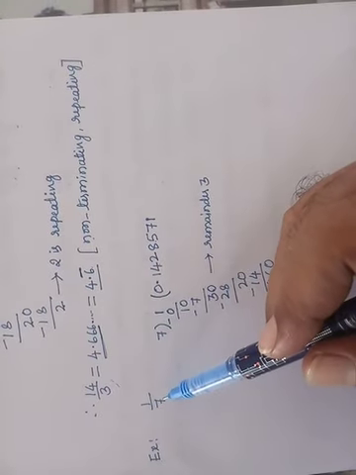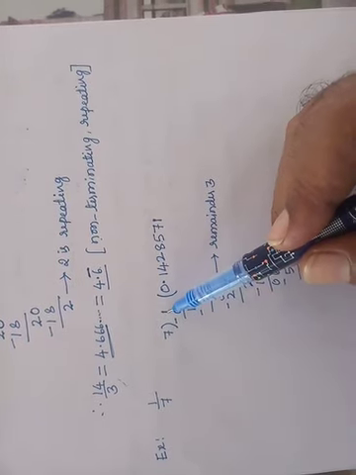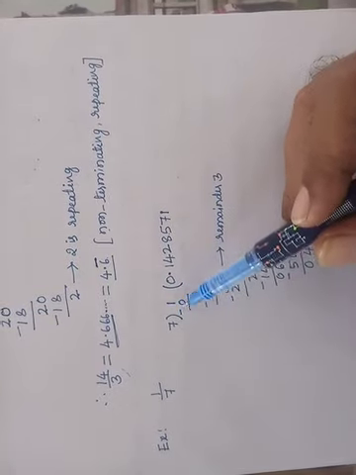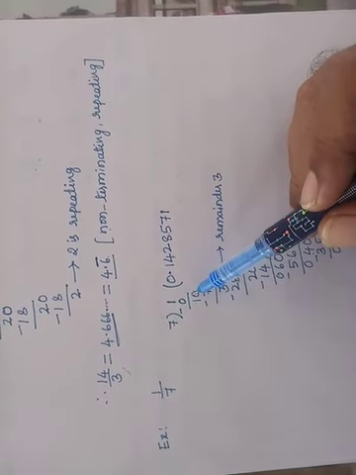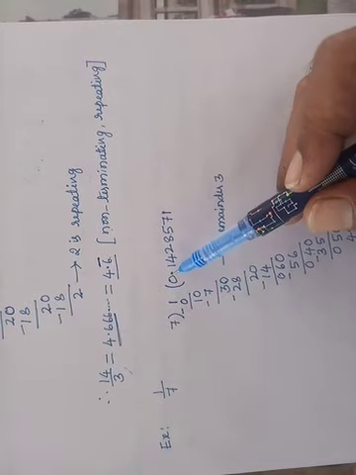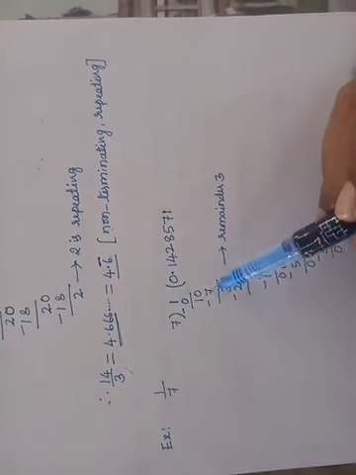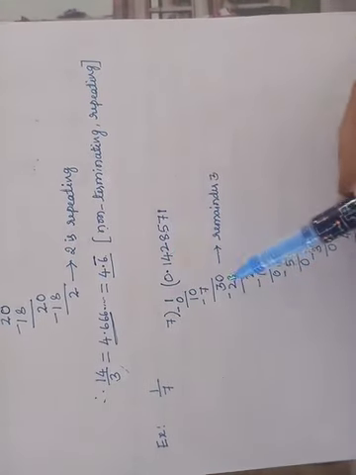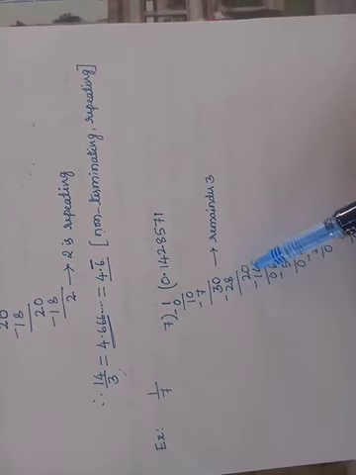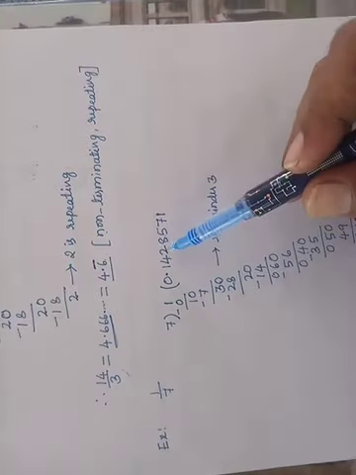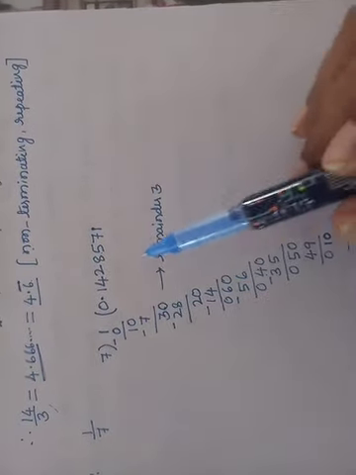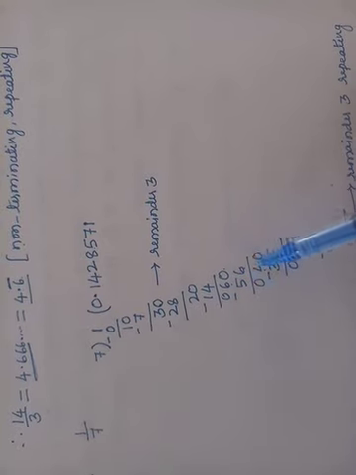Next, one more example. 1 by 7. By the long division method, we have 1 divided by 7. 1 is less than 7. So 0, 1 as it is. Take 1 0. You have to write 0 point here. It gives us 10. 7 ones are 7. 10 minus 7 is 3. Write 0. It gives us 30. 7 fours are 28. 30 minus 28 is 2. Write 0. 20. 7 twos are 14. 20 minus 14 is 6. Write 0. 7 eights are 56. 60 minus 56 is 4.